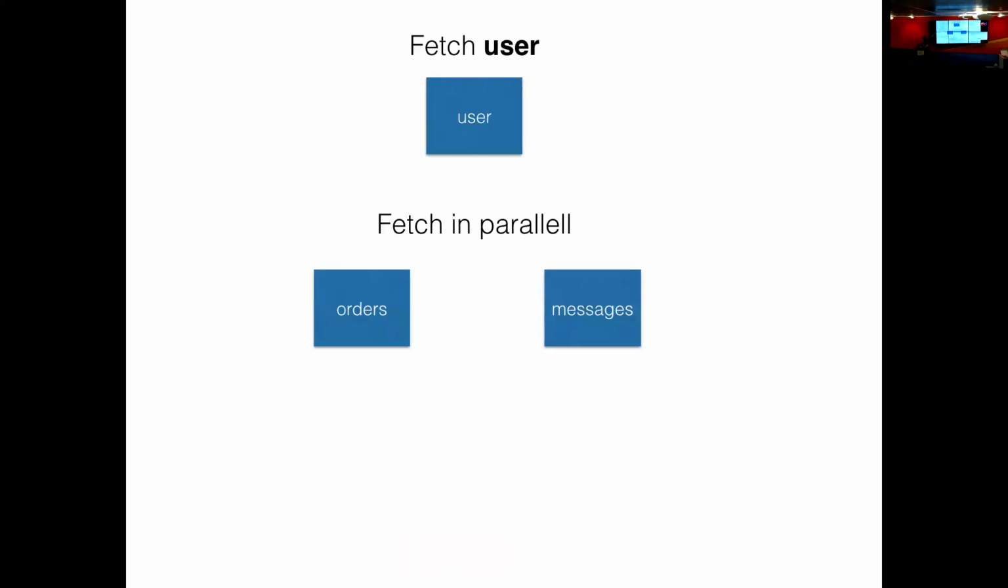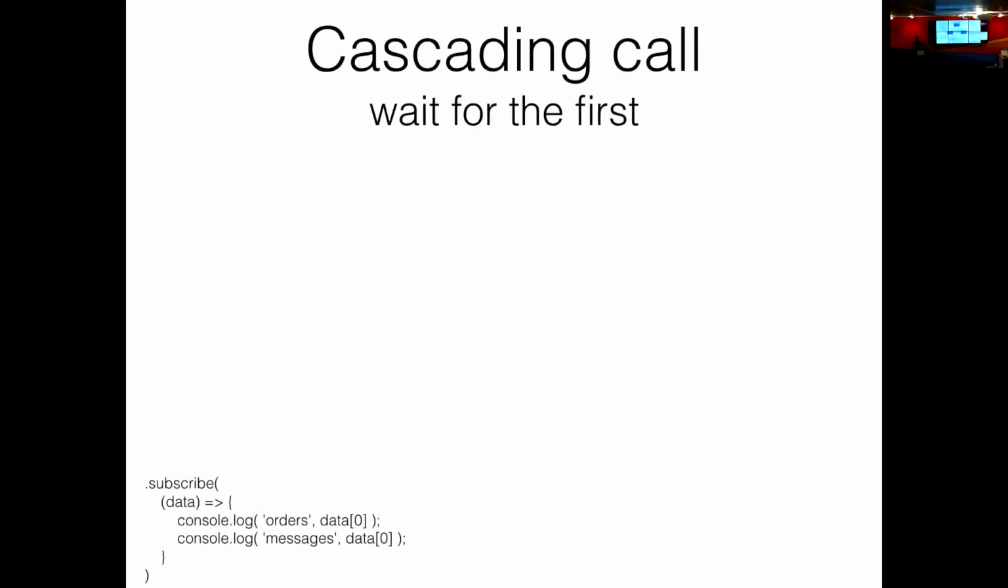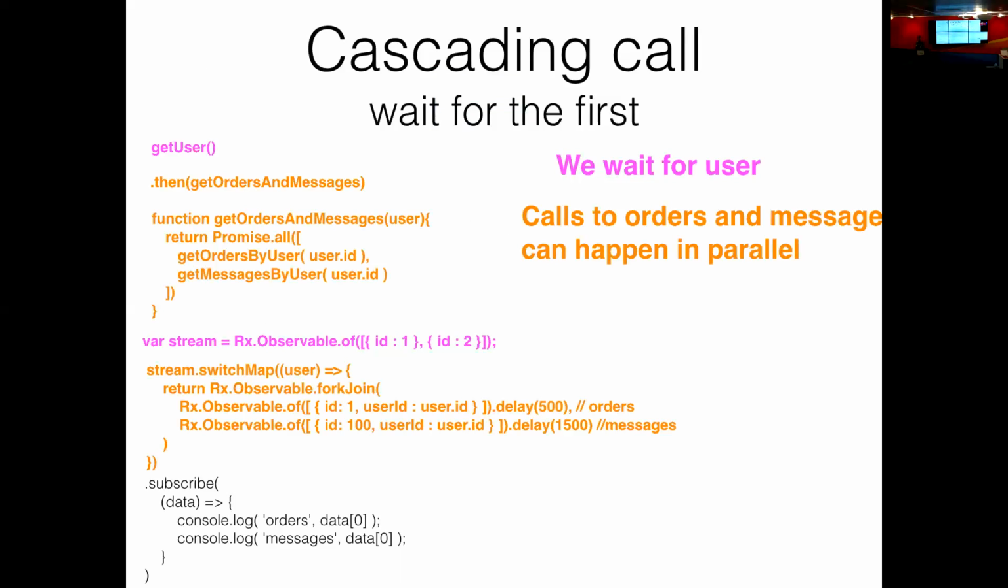Imagine that you have a dependent case, but not quite like the other dependent case. The only dependency you have really here is the user. These two, orders and messages, could be fetched in parallel, independently of each other, but they do rely on the user being fetched first. A bit different from the first one. So in this case, we have another case of cascading calls. If we were to use a promise here, we'd be using the all method, fetching users and orders and messages in parallel. The same thing to do in RxJS land is to use a forkJoin. This is a one-to-one.